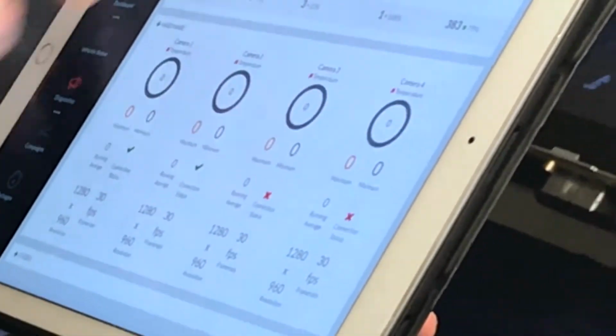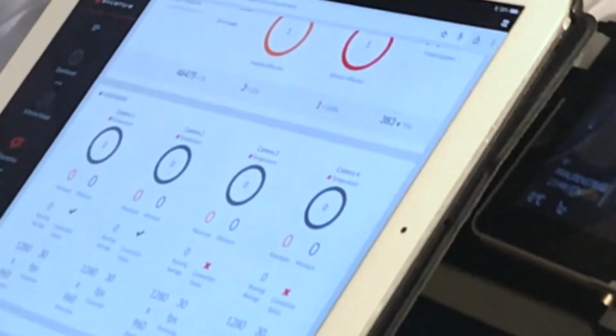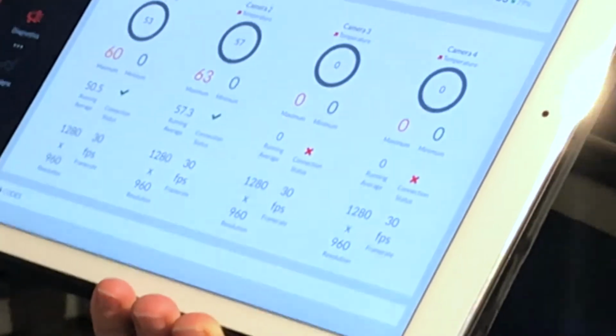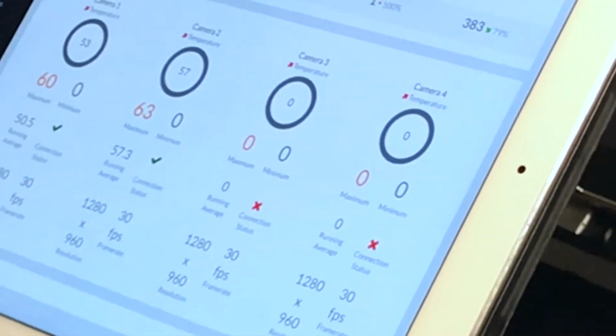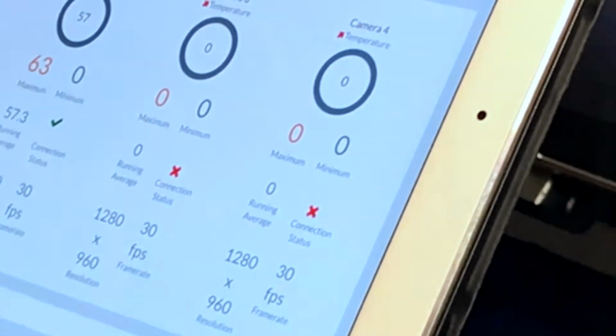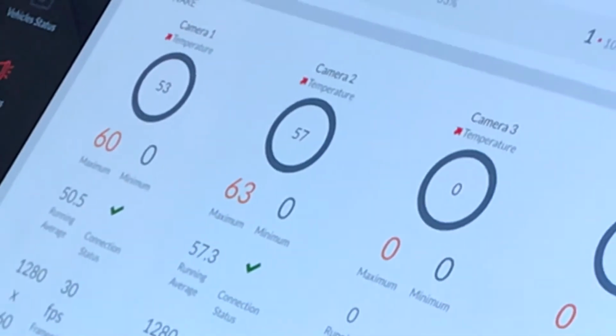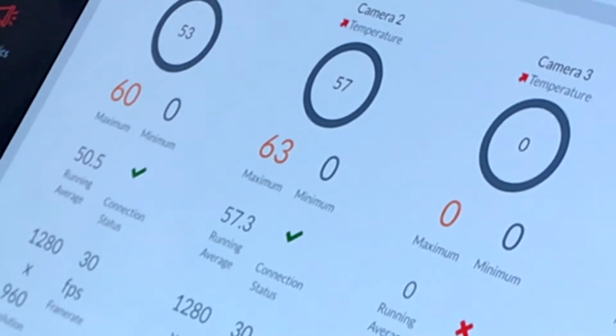As we looked at the network, we saw that we have 2 cameras. This vehicle model is configured to have as many as 4 cameras, but 2 of our cameras are not connected in this car, and 2 cameras are connected. And now I'm looking at the current temperature in these cameras.